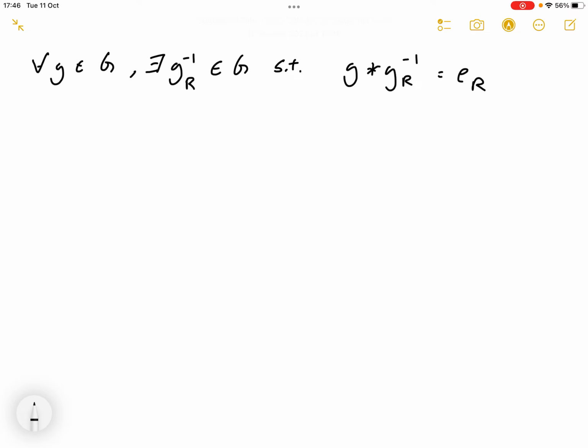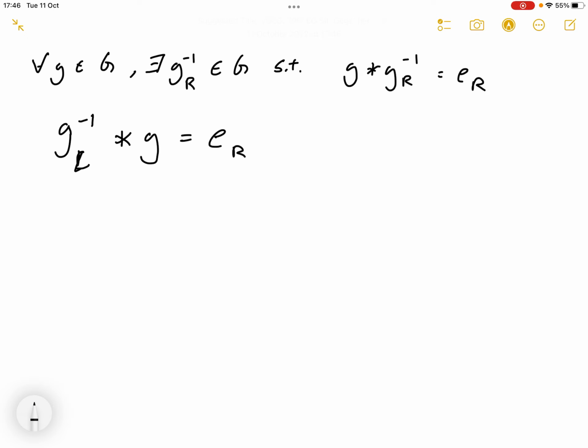So we have this. What we want to show is that G also happens to have a left inverse. That means given a G, there exists a G left, sorry, I should say left inverse, such that G left star G is equal to E R. So how can we prove this?